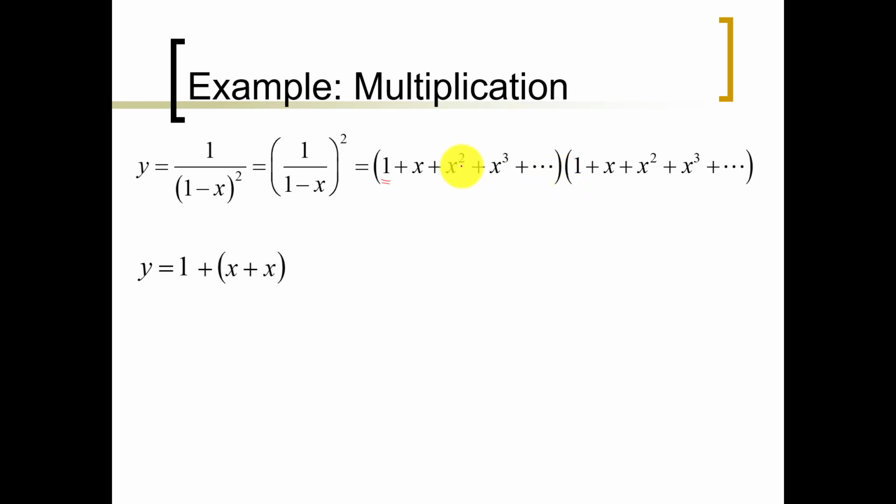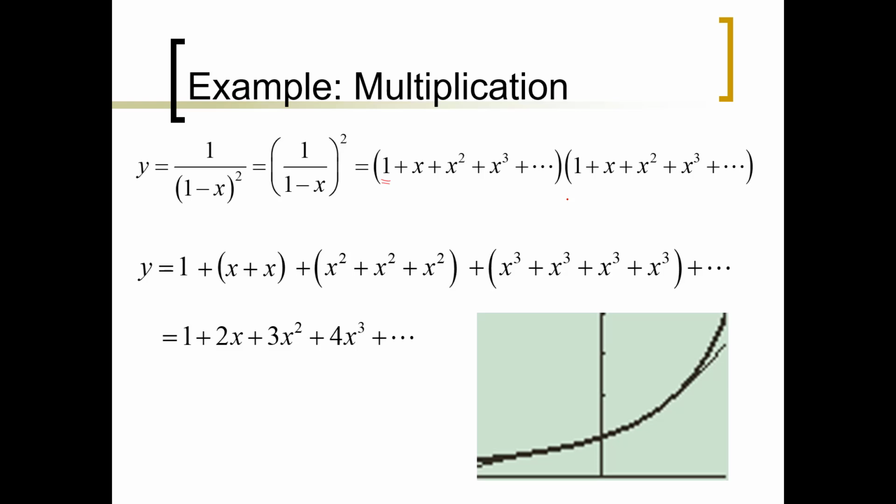Look for all the x squares. You can get 1 times x squared. You can get x times x. You can get x squared times 1. That would be x squared plus x squared plus x squared. And similarly for the x cubes. So simplifying that, you should get this. That should be the power series for 1 over 1 minus x squared. I've only written out, though, the first 4 terms of that power series. Although by looking at it, you can probably guess at a general formula.